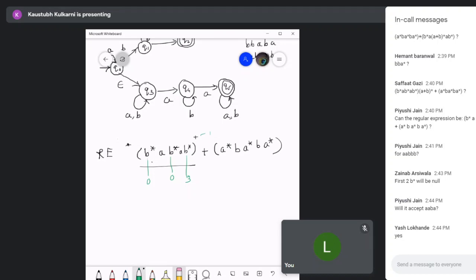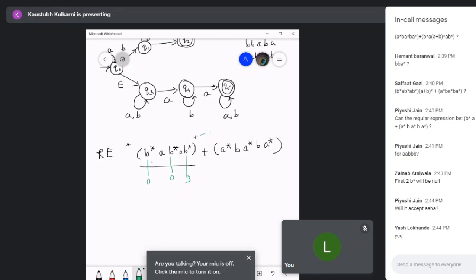The problem in this will be there can be a case where it can be, actually, instead of writing this plus over here, you can have this separate thing and write A plus B star.